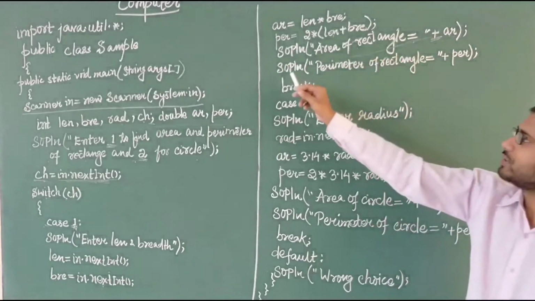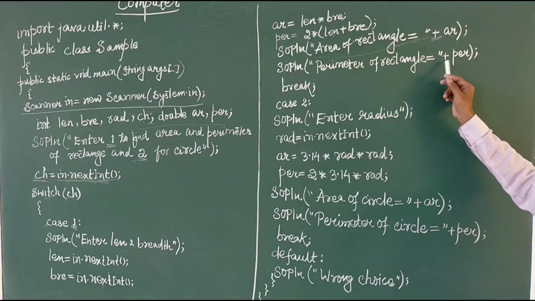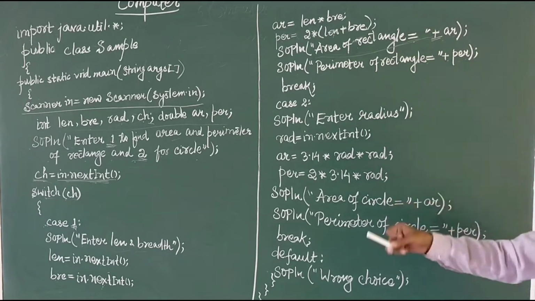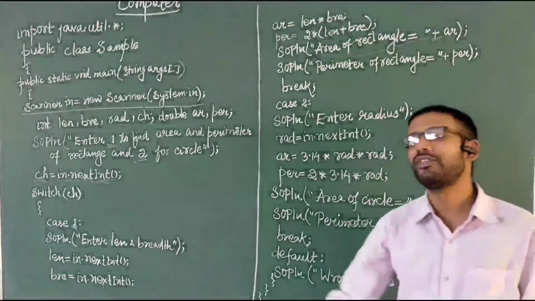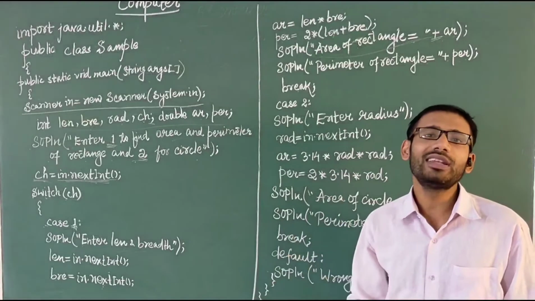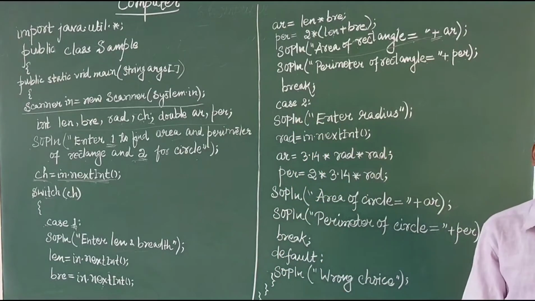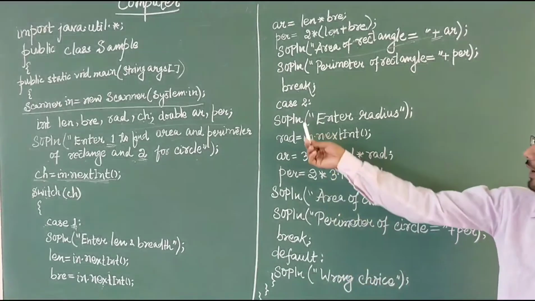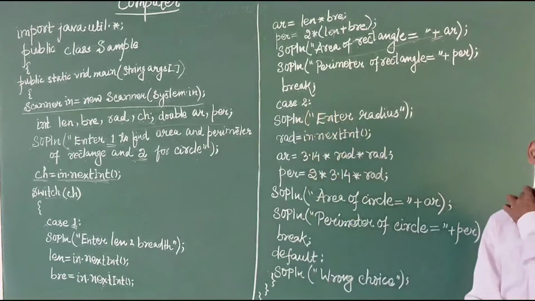Clear? Now, System.out.println "perimeter of rectangle is equal to", again concatenation of result, per contains the result, that is perimeter. After that, break. Why break? Let's suppose the user has fed 1, then why will the compiler get inside case 2? No need, isn't it? No need to find out all these things. So that is why break is being used.